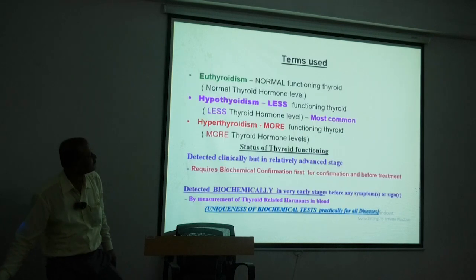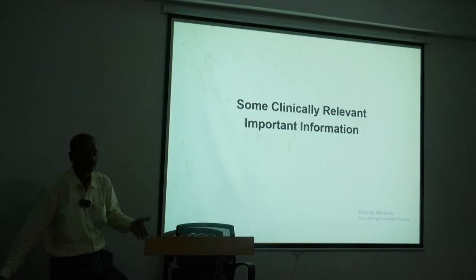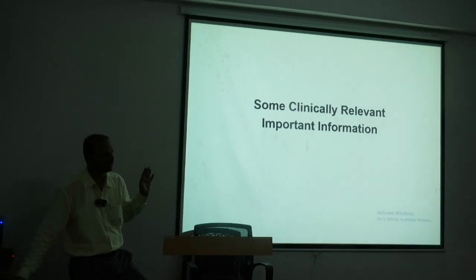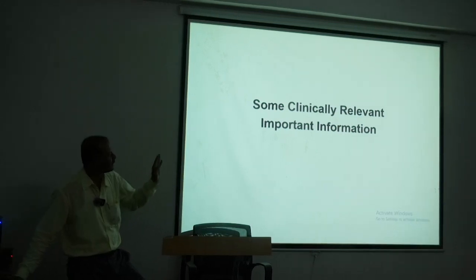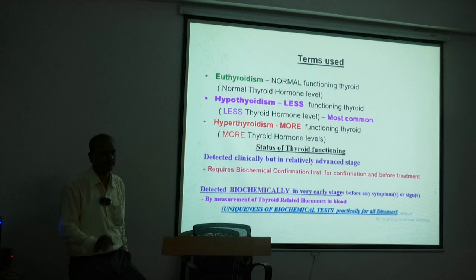Now, in the latest book, this is the latest classification which you will be reading in your 4th year class. The latest Harrison book is available, from where I have copied it. I will show you that the central category is not there, only primary and secondary hypothyroidism. So some clinically relevant information you must see here. When you find a normal thyroid report, please try to say euthyroid status.